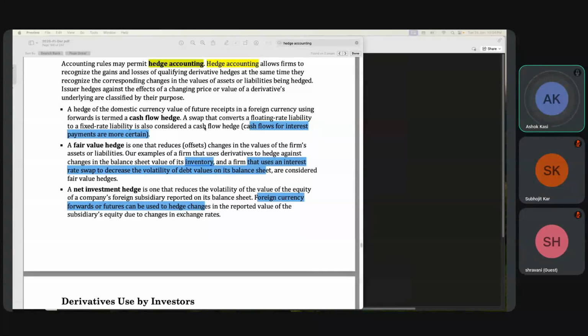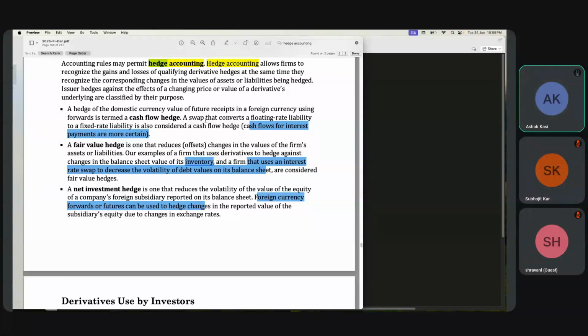So hedge accounting. Basically, there are some derivative contracts that we enter into with the intention of hedging. Why do we do derivatives? Either for hedging or for speculation, right? Here we are focusing on hedging. What do you mean by hedging? Hedging means you are entering into a derivative contract in order to reduce the risk of your actual or original business. Okay. Now hedging can happen in different forms.